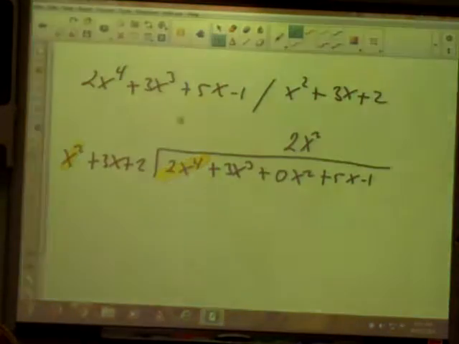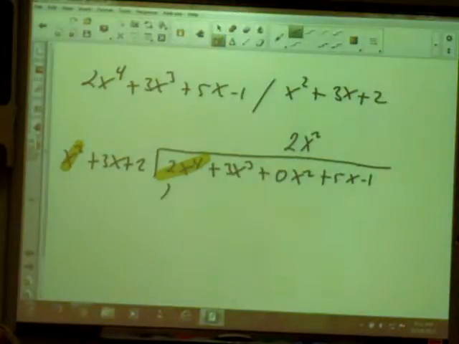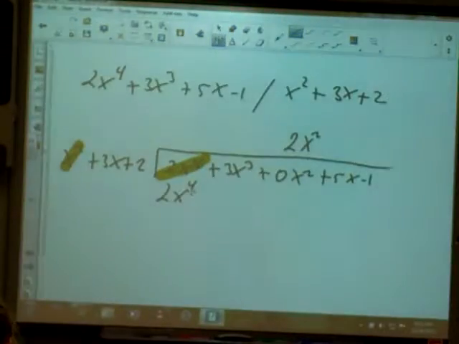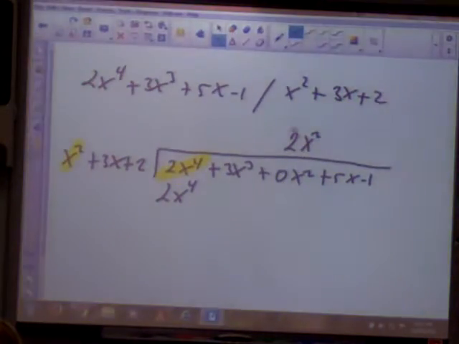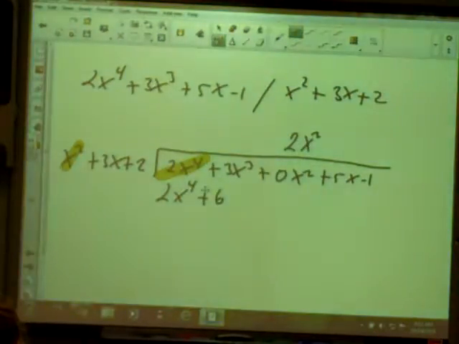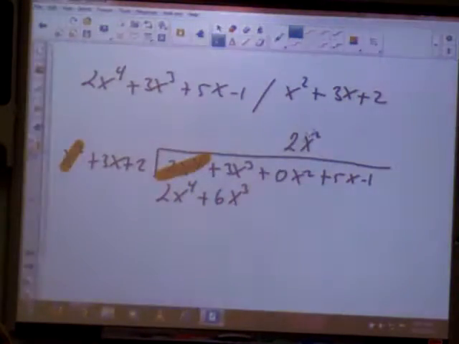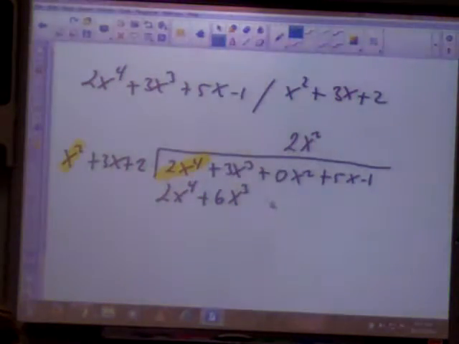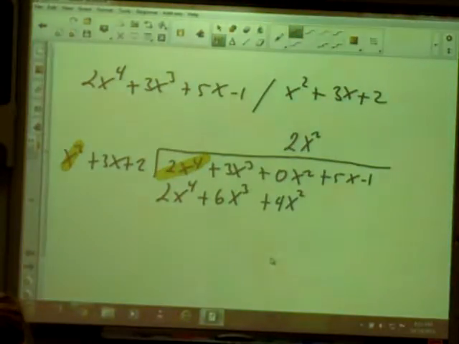Okay, so 2x squared times x squared is 2x to the 4th, and these are going to line up as like terms. 2x squared times 3x is 6x cubed. Got that? All right. And then 2x squared times 2 is 4x squared. Right? Okay, good there?